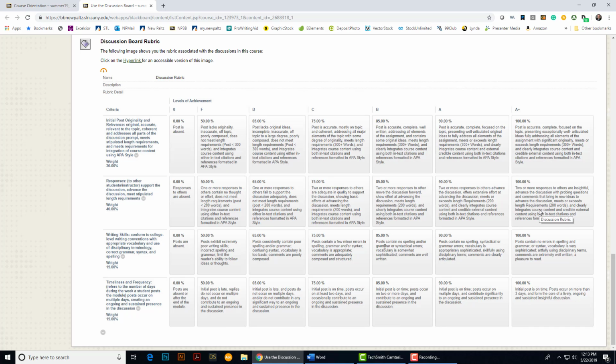The discussion board rubric is basically going to let you know how you are going to be graded on these discussions on a weekly basis. What I have right here in front of you is an image. I also have the hyperlink to the actual discussion board rubric as well. Please make sure that you read this carefully, because when it comes down to it, this is what I use to grade your discussion participation on a weekly basis. So it is very, very important.